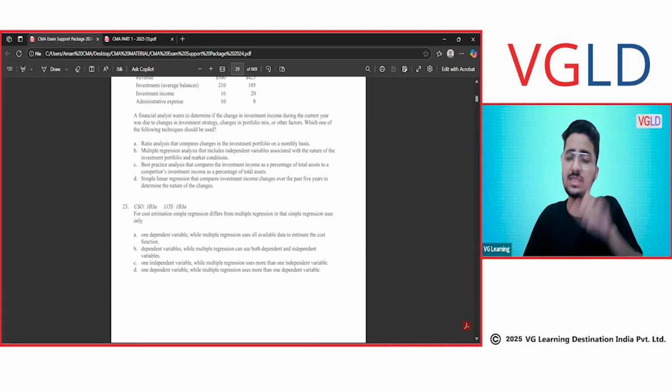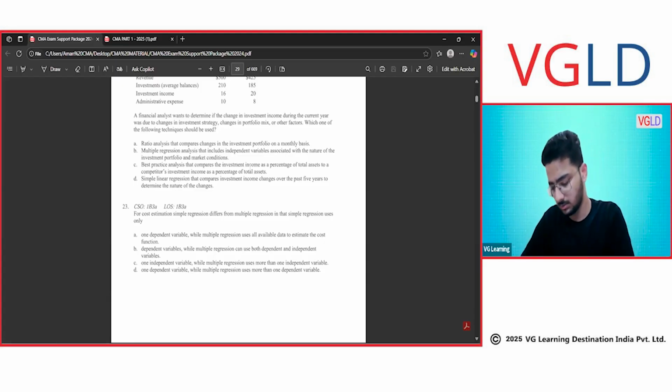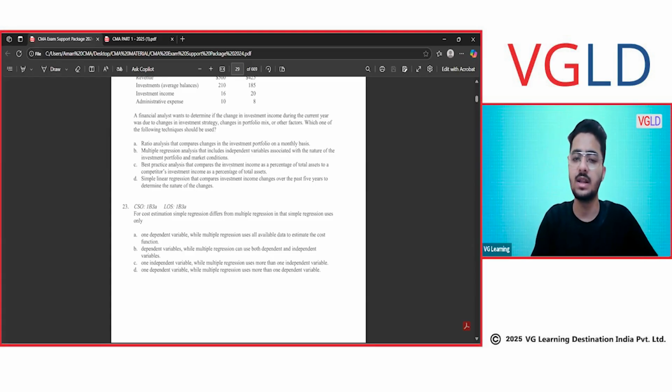For cost estimation, simple regression differs from multiple regression. Why? Because simple regression uses only dash. What's the difference between them? Simple regression uses only one independent variable, while multiple regression uses more than one independent variable. This is what we have studied just now. Good. C option, correct.